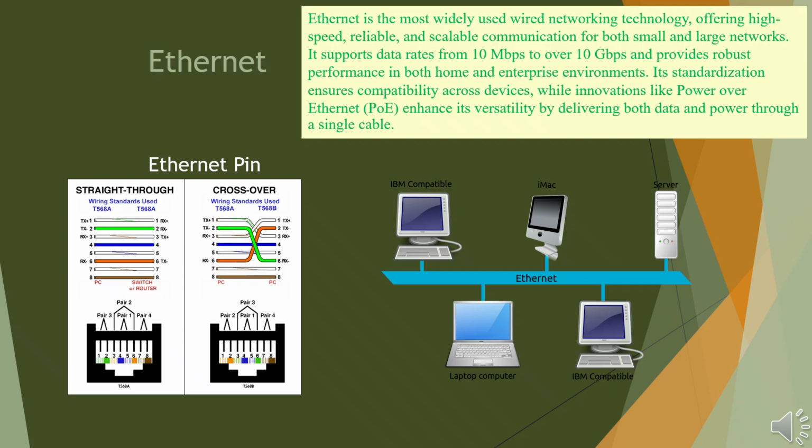A powerful extension of Ethernet is Power over Ethernet, PoE. PoE allows both data and electrical power to be delivered through the same cable, typically up to 90 watts in the latest standards, IEEE 802.3bt. This simplifies installation and reduces wiring, especially for devices like IP cameras, industrial controllers, Wi-Fi access points, and IoT sensors. With PoE, there's no need for a separate power adapter. One Ethernet cable handles everything.